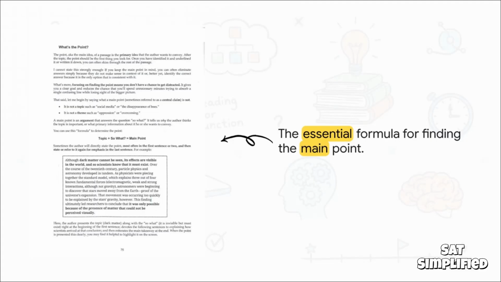Let's look at this essential formula for finding that main point. It's actually super simple. You just take the topic and add the question, so what? For example, if the topic is dark matter, the so what is, why does the author think dark matter is important? Finding the structural spine of the text completely prevents you from getting bogged down in minor, confusing details, and it makes finding the overall purpose a whole lot easier.